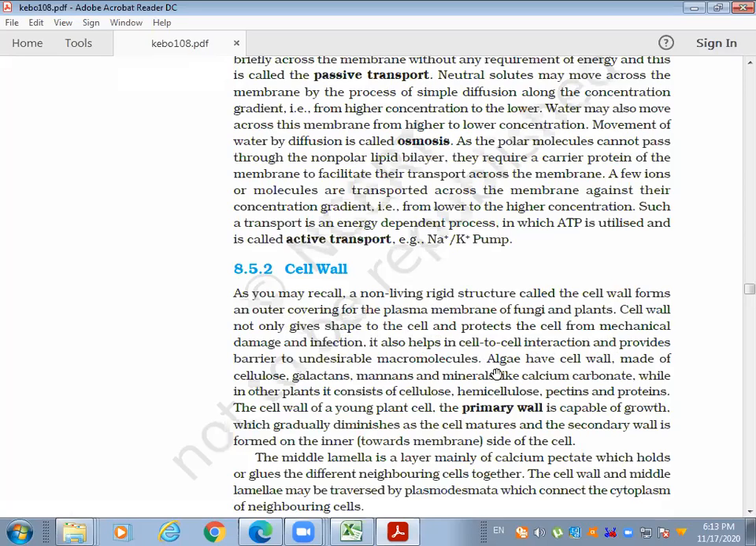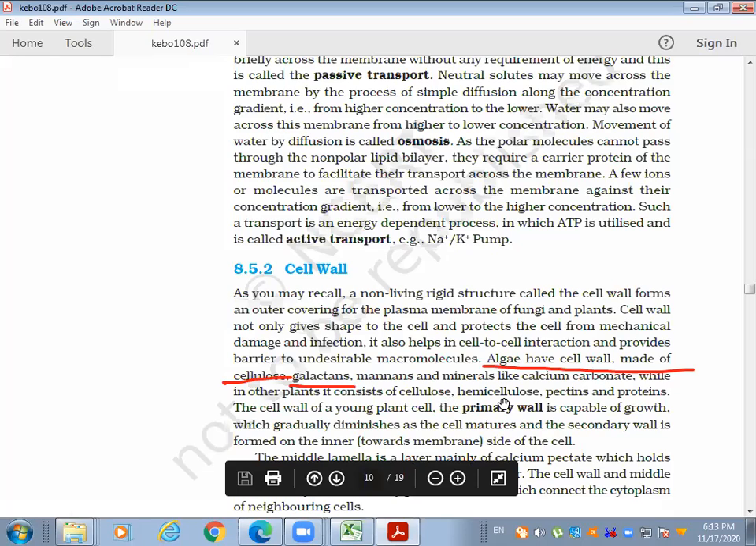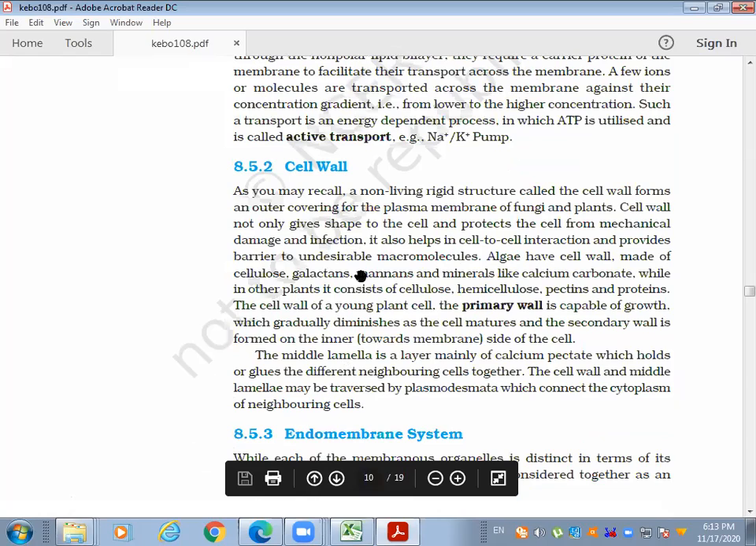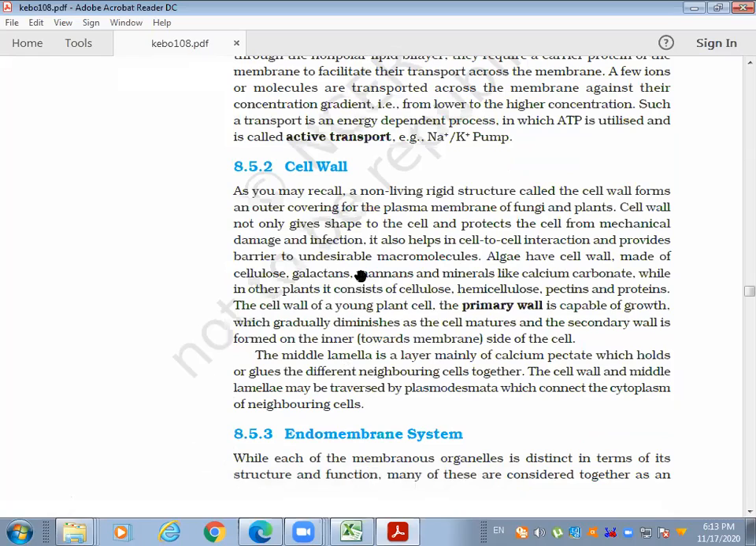Algae have a cell wall made of cellulose, galactans, mannans, and minerals like calcium carbonate, while in other plants it consists of cellulose, hemicellulose, pectins, and proteins.